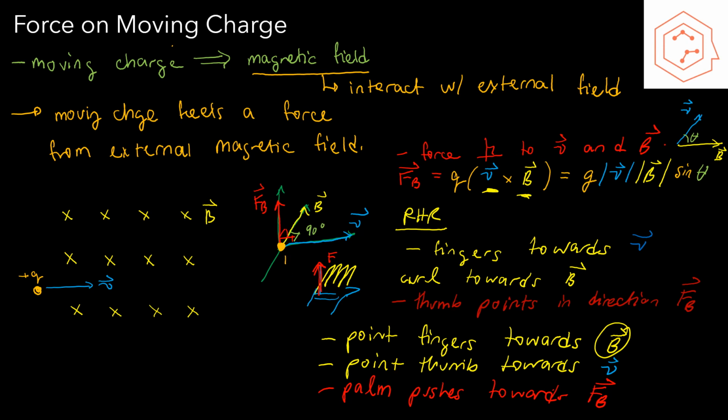Now let's say this charge was negative. So it was a negative charge that was moving within the field. Then I would do the same thing. I'd point my fingers towards the magnetic field, and then my thumb would point in the direction of the velocity. Again, my palm is going to push upwards, but since it's a negative charge, I do the opposite. And so my force is going to be downwards.